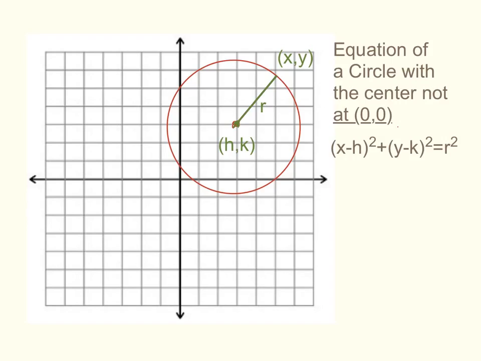But if the center of the circle is not at the origin, we do have to modify the equation a little bit. In this case, the center of the circle is going to be at the point (h, k). We still have the radius r, and we still have a point on the circle (x, y). But in this case, our equation is modified because we have to move the origin from (0, 0) up here to the point (h, k). So the equation will be (x minus h) squared plus (y minus k) squared equals r squared.